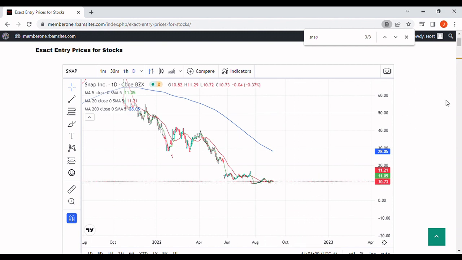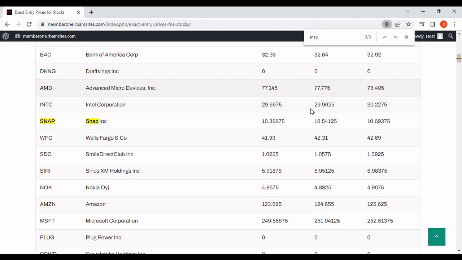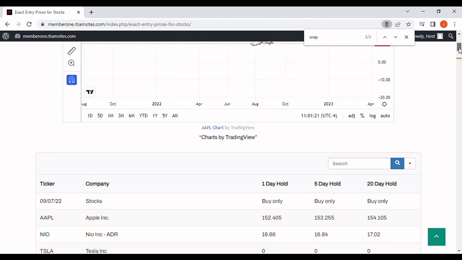Let's go down and take a look and see what RBAM Research says. We do follow this stock. Let's go down and see what it's talking about for today. It's saying Snap, and for entertainment purposes only, it's saying Snap is a buy on a 1-day at 1038 and a 20-day at 1069, 5-day 1054. So let's take a look between 1038 and 1069 and see what's going on.